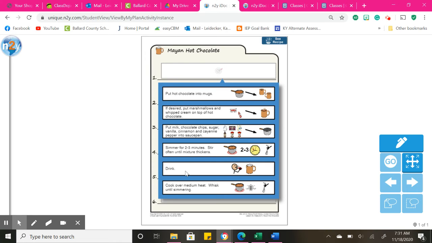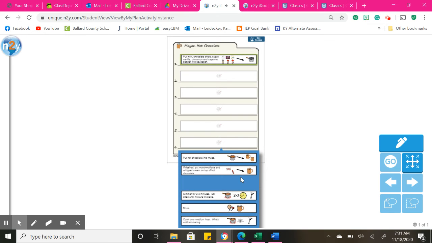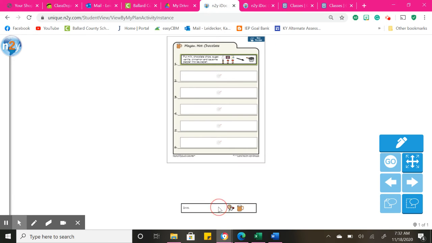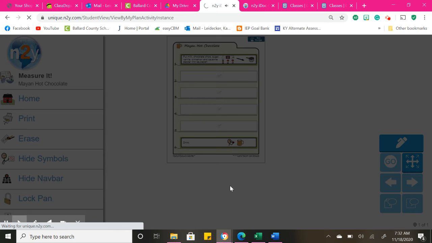Drink. That's obviously going to be last. And then you have cook over medium heat, whisk until simmering. So I'm going to put this one as very first. Put milk, chocolate chips, sugar, vanilla, cinnamon, cayenne pepper into saucepan. And I help you. Obviously, your last one is going to be to drink it. There's more. Okay, so you'll fill in the rest of that.